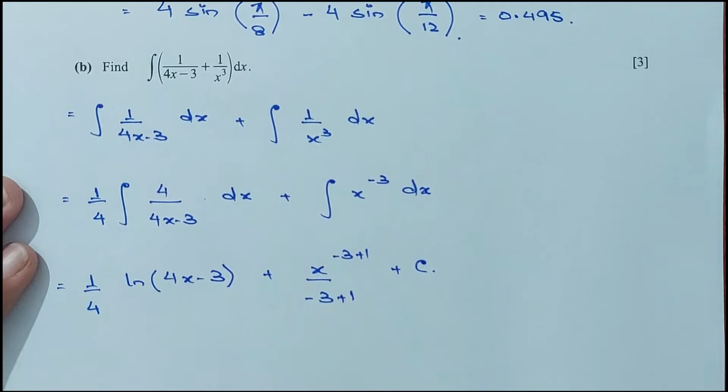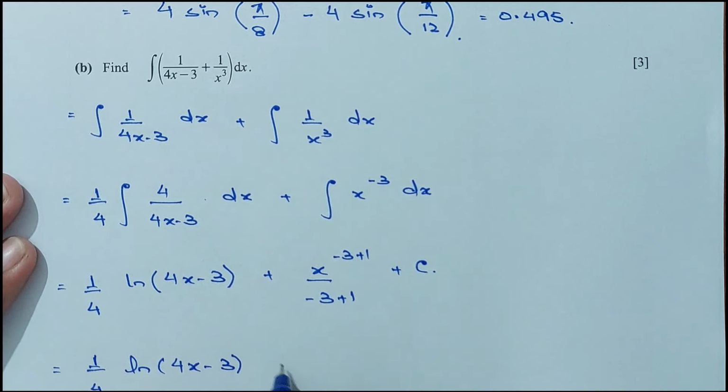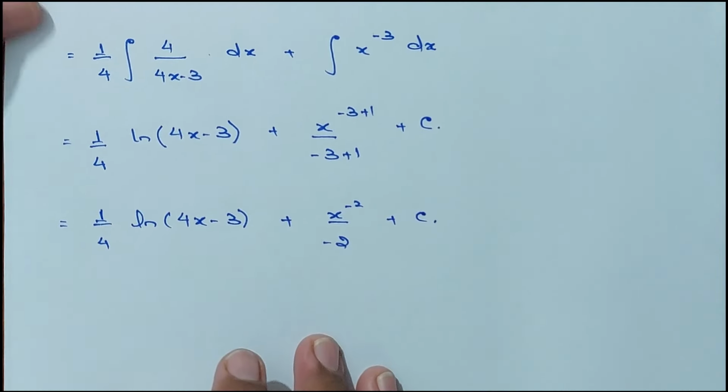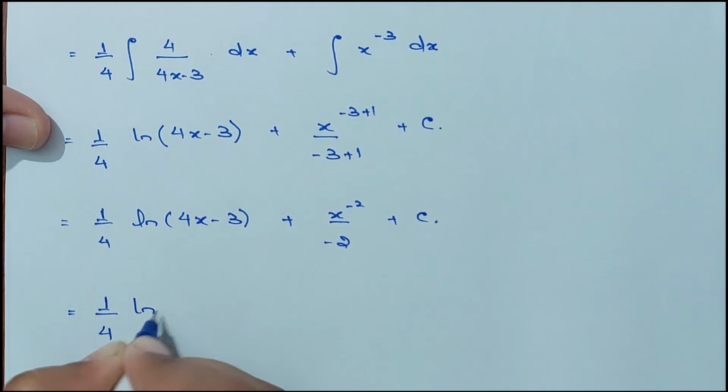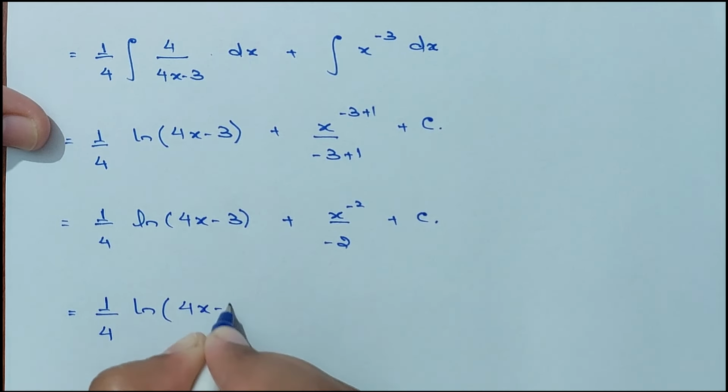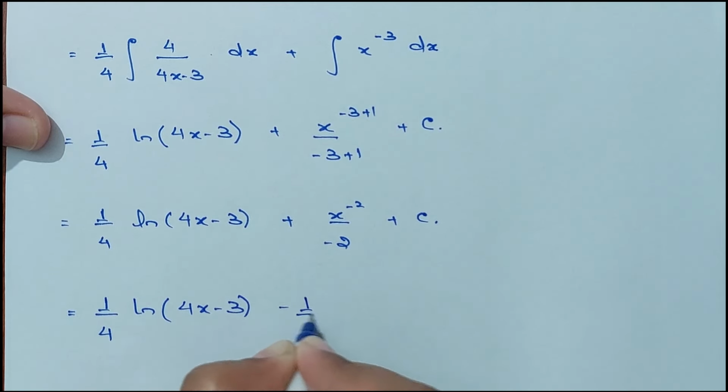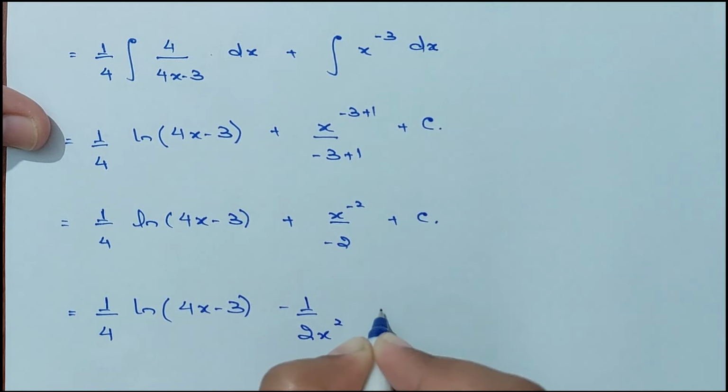All right. Further simplification, we have 1 over 4 ln of 4x minus 3 plus x to the power minus 2 over minus 2 plus some constant of integration. Or for the simplification, we have 1 by 4 ln of 4x minus 3 minus 1 by 2x square plus c.